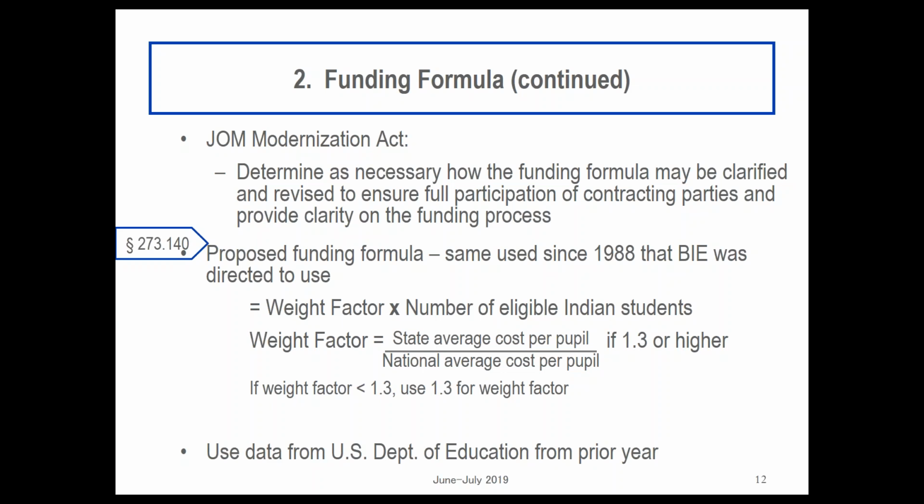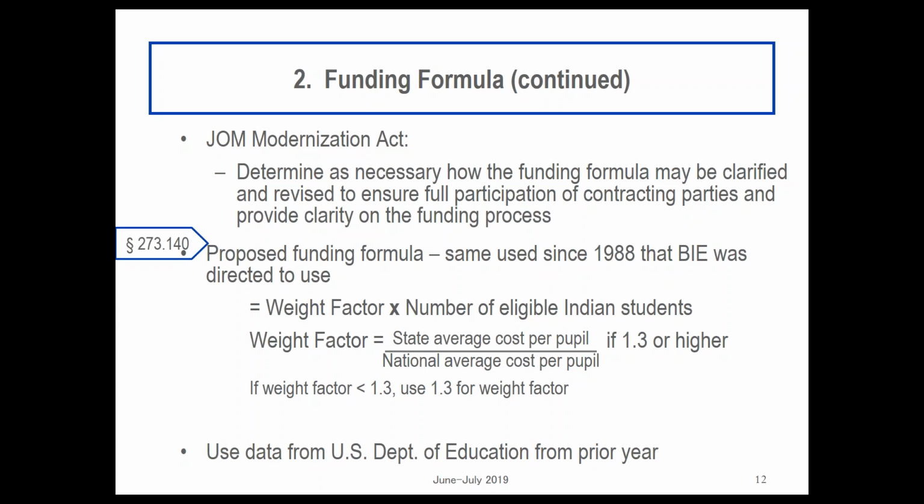Determine as necessary how the funding formula may be clarified and revised to ensure full participation of contracting parties and provide clarity on the funding process. So the formula is a weight factor times the number of eligible Indian students. So you have the weight factor of the state average over the national. And if it's 1.3 or higher, that's what we use. But if the weight factor is less than 1.3, we'd use 1.3 for the weight factor.